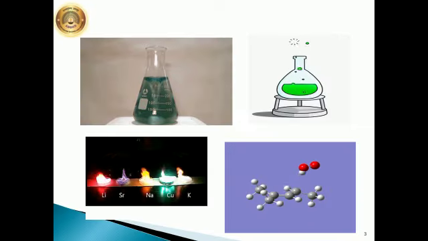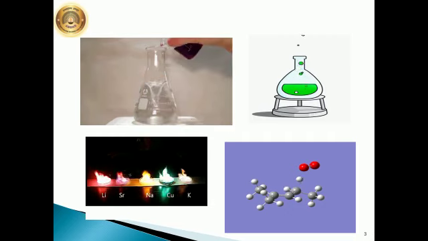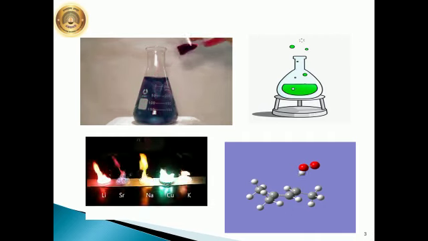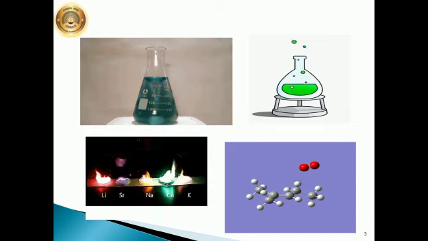What do you see in the pictures? Yes, you see some chemical reactions taking place. Now these chemical reactions involve the atoms and electrons in them.